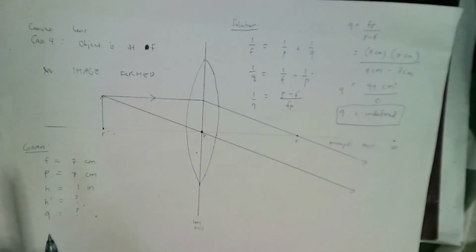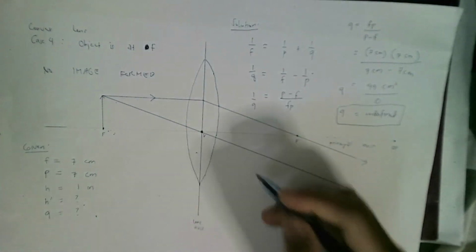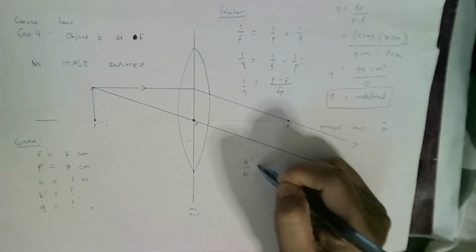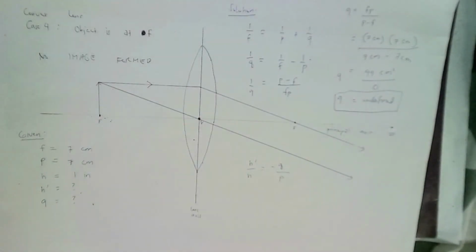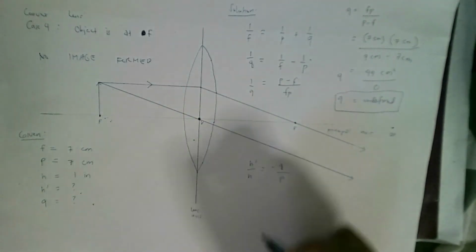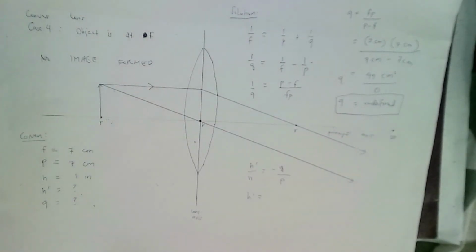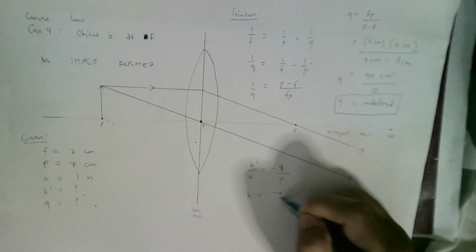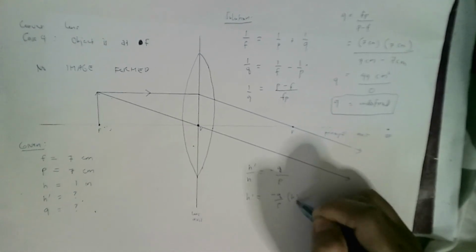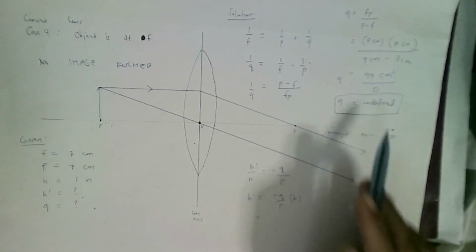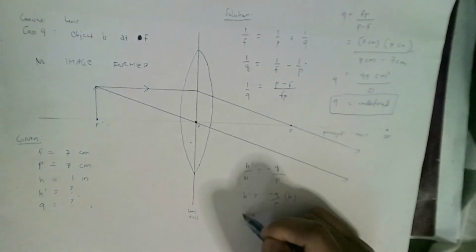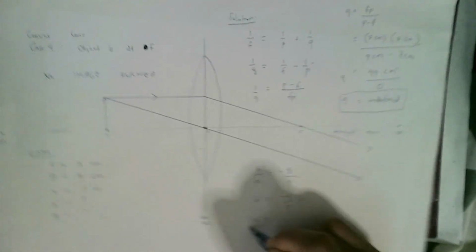Okay? And then how about for h prime? Well, let's continue. h prime over h equals negative q over p. Negative q over p. And then h prime is equal to negative q over p times h. Then we can continue here. What is negative q? Unfortunately, it's undefined, so you cannot proceed. So this also results in nothing.